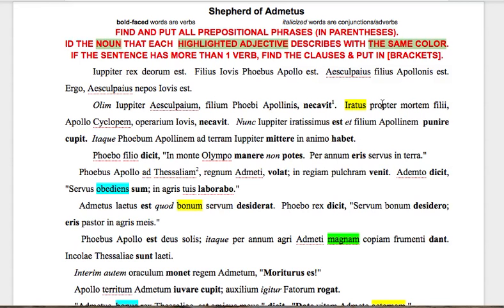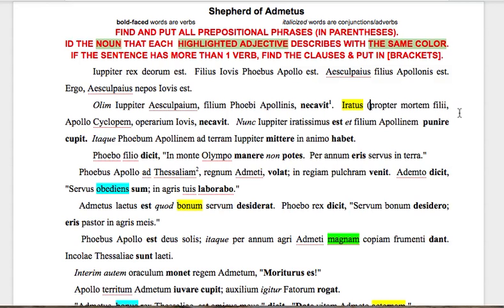I see that my first preposition is on this line of the story, and it is the preposition propter. So that's where I'm going to begin my prepositional phrase. The question now is, where does the prepositional phrase end? In English, it's rather easy to determine because we just look for the object of the preposition, and that's really what we're going to do here as well.